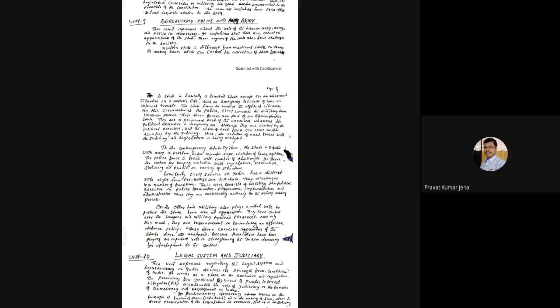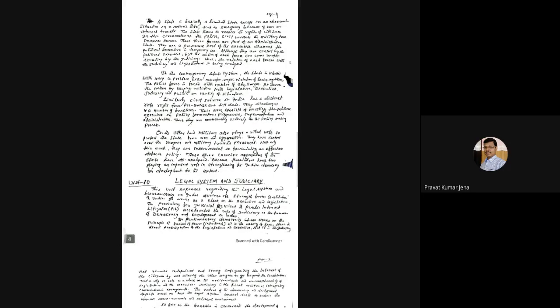Next, we have to go for Unit 10, Legal System and Judiciary. Legal System and Judiciary.